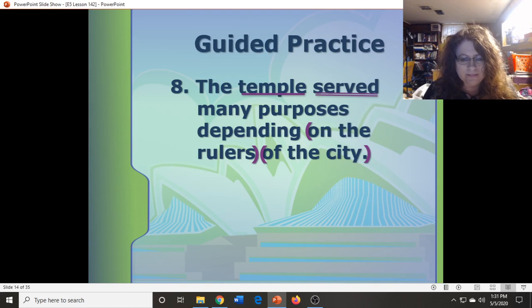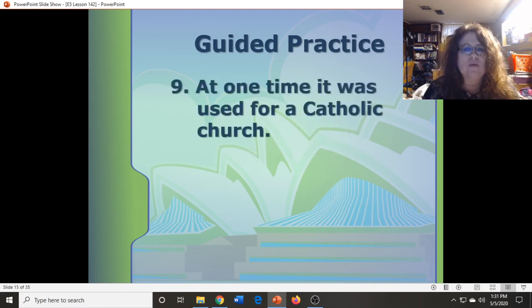Very good. Number 9, at one time it was used for a Catholic church. Prepositional phrases, at one time, for a Catholic church. So all we have left to work with is it was used. Subject, it. Verb phrase, was used. Was is the helping verb, used is the main verb.